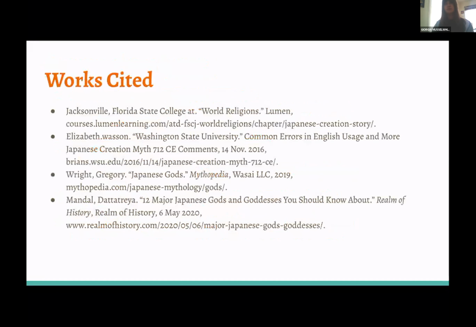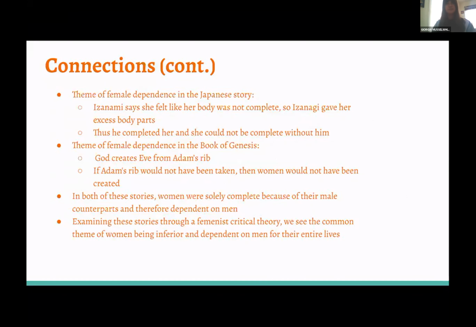And we have a quiz on Google Classroom that you guys can take. It's a Google Form.